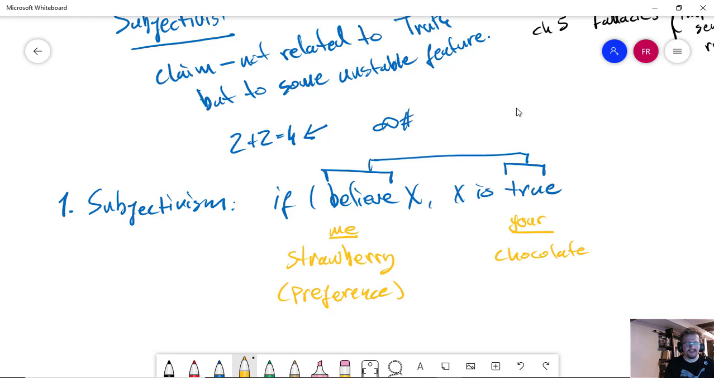So, since I can't tell you that you're wrong about liking chocolate, and you can't tell me that I'm wrong about liking strawberry, I also shouldn't be able to force you into liking strawberry, or you shouldn't be able to force me into liking chocolate. Seems pretty straightforward, right?